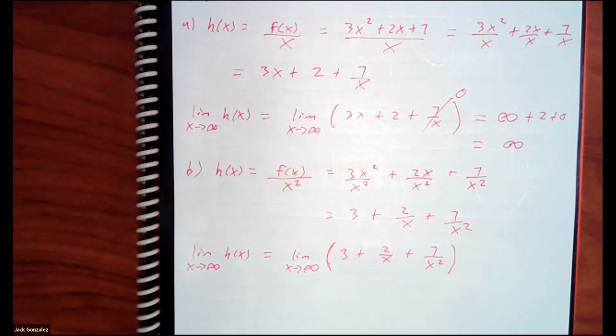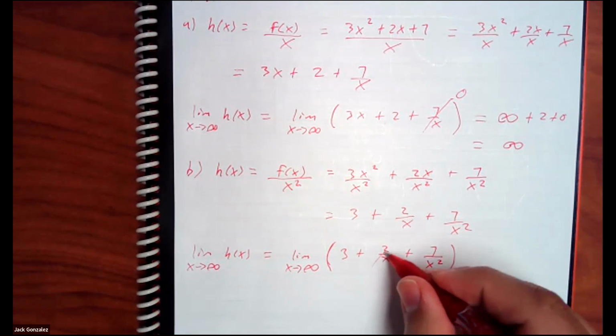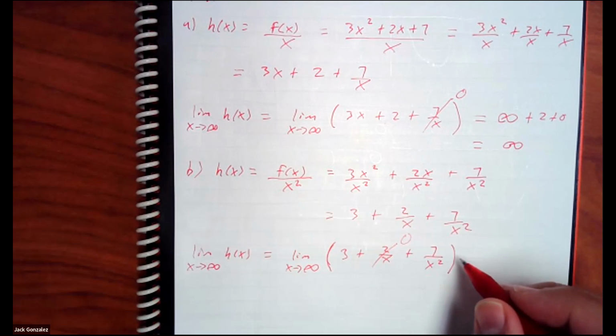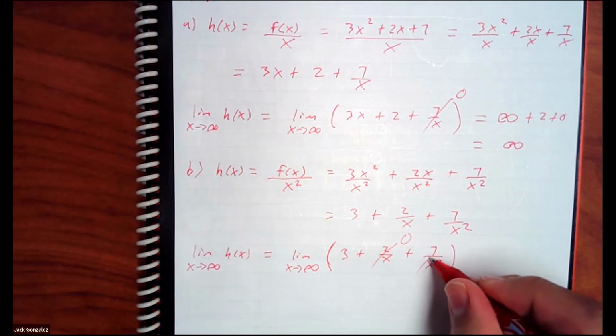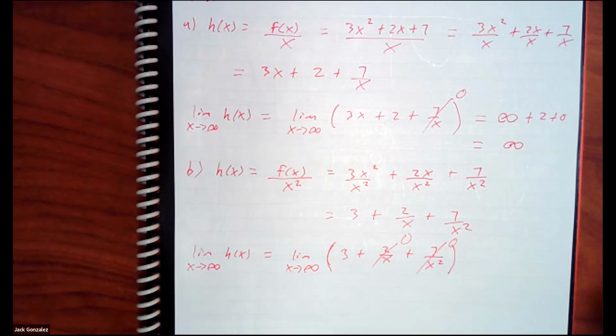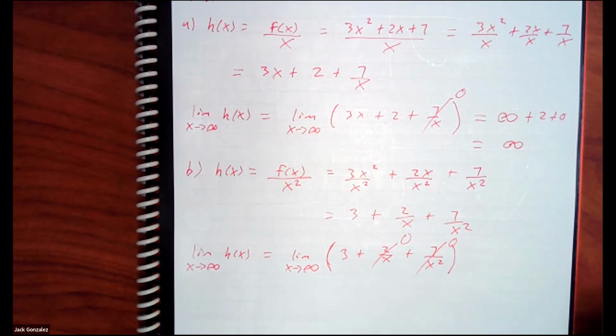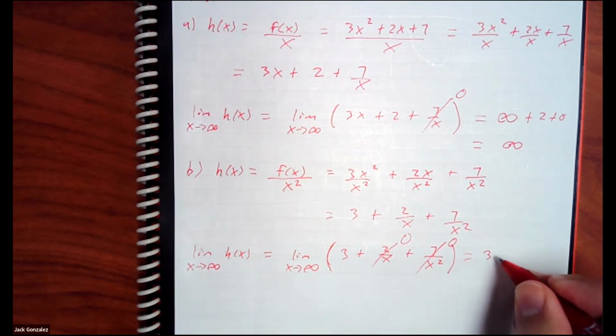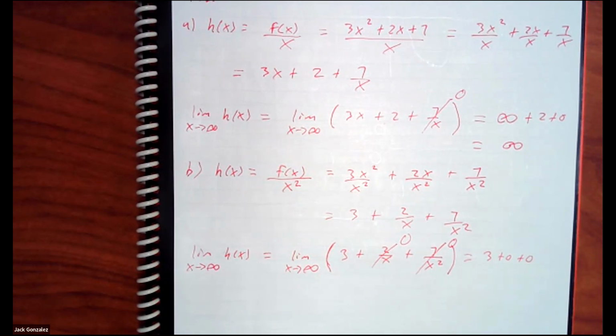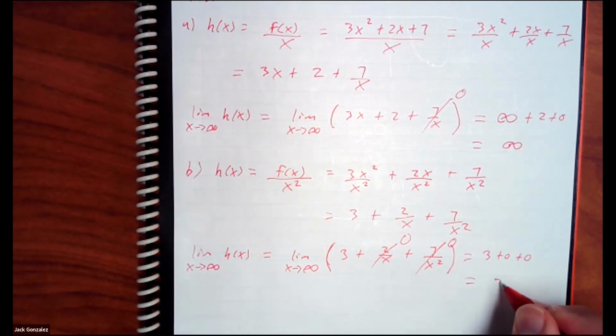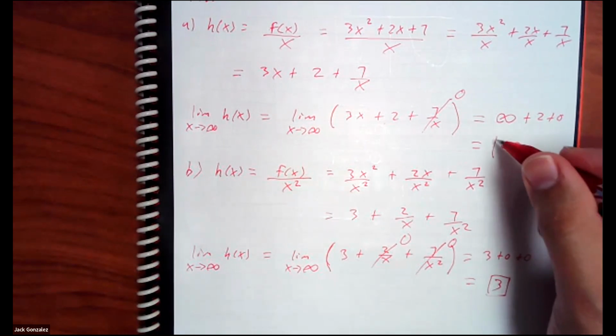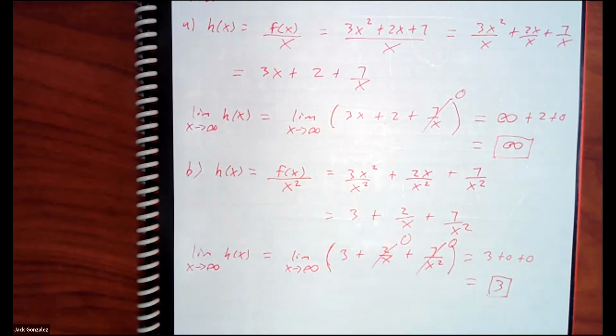So 3 would be 3. Then 2 over x would be 0. 7 over x squared would be 0 also, right? It'd be a faster 0, I guess, but still 0, so it doesn't make a difference. So this is 0, this is 0, and this one was just 3. So we have 3 plus 0 plus 0, so 3. That makes sense?